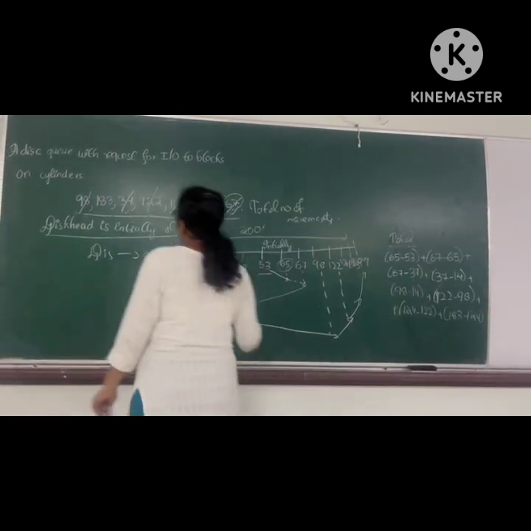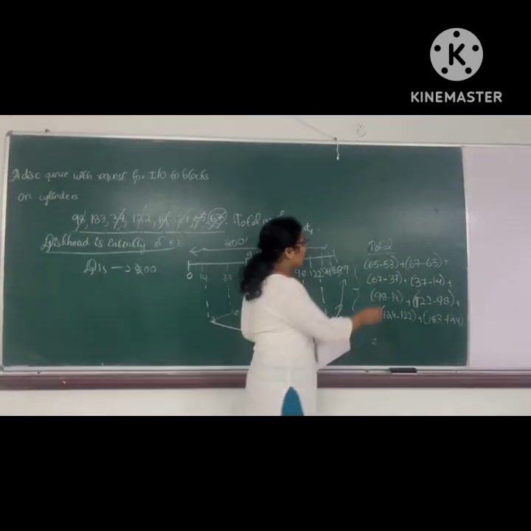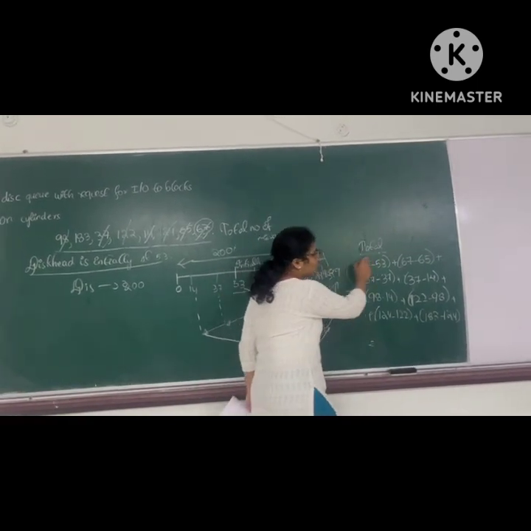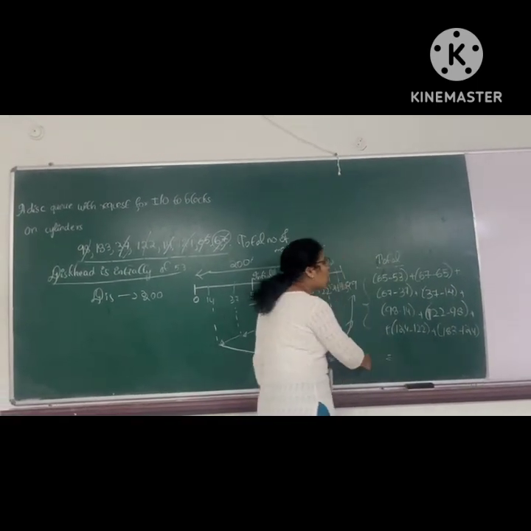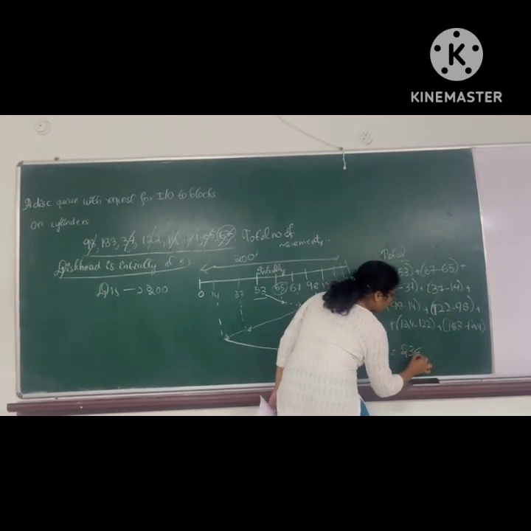In this way, we will solve all the sequence. Now here the total number of movements we have to calculate. Here we have to perform the whole series of subtractions. On performing all these subtractions, we will get 236 movements.